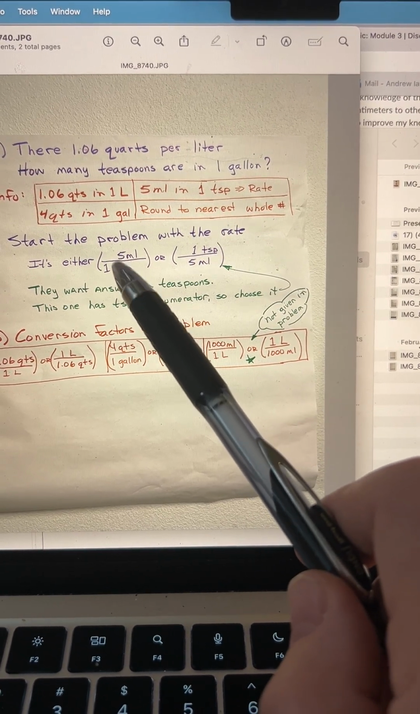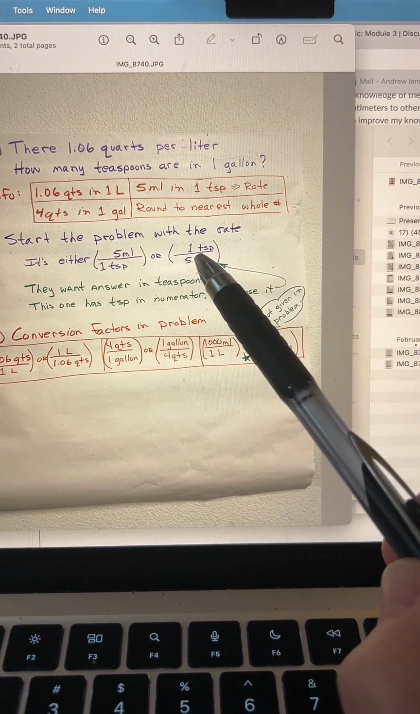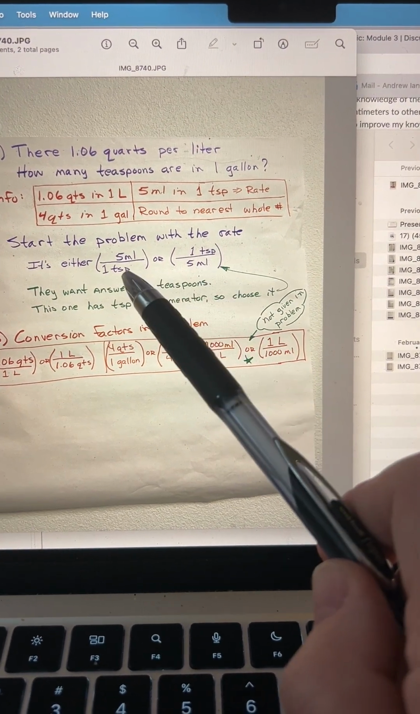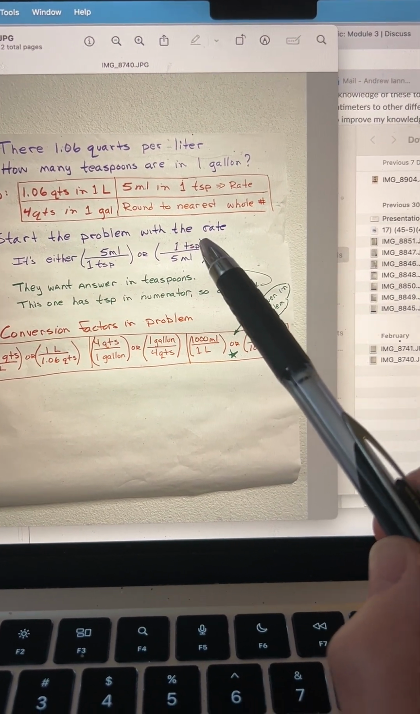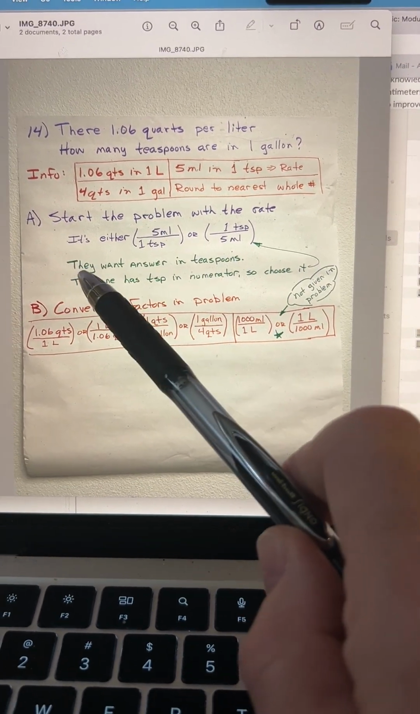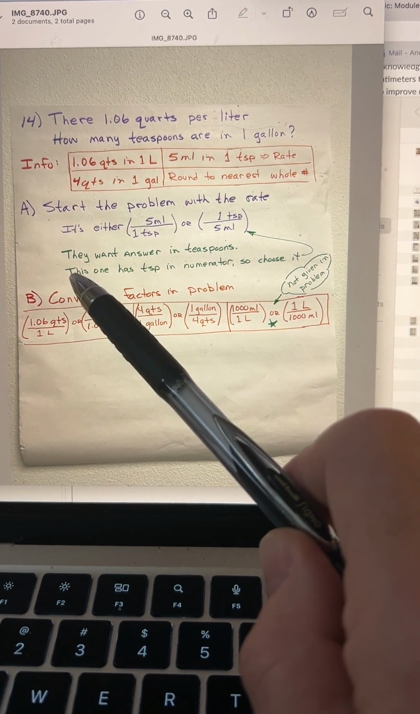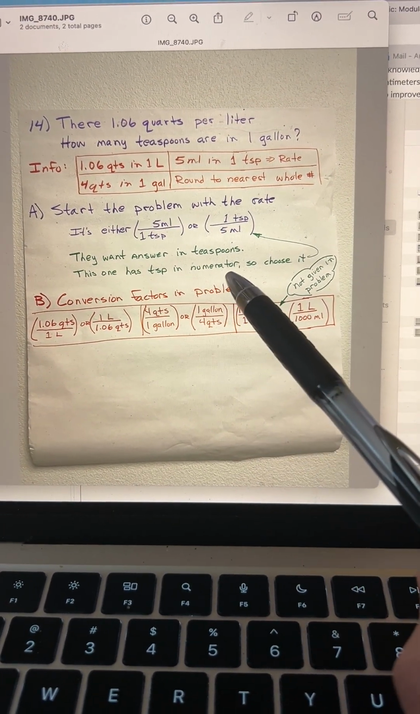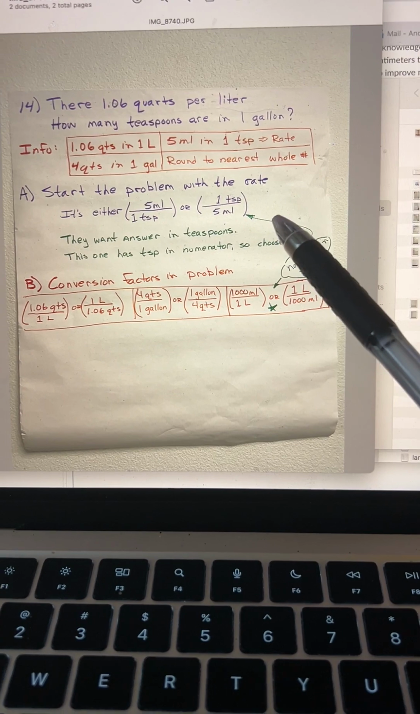And you can write it with the 5 on top and the 5 on the bottom. And the question is, which one has the word teaspoon in the top, the numerator? There's teaspoons, and it's that one. So here we go. They want the answer in teaspoons. This one has teaspoons in the numerator, so choose it.